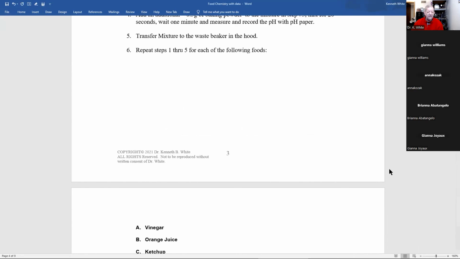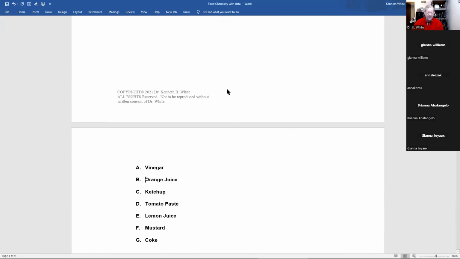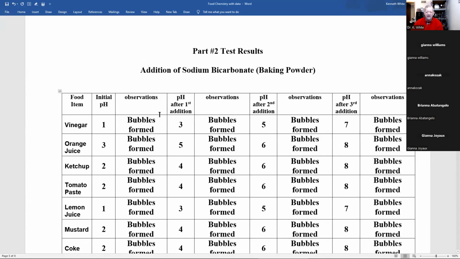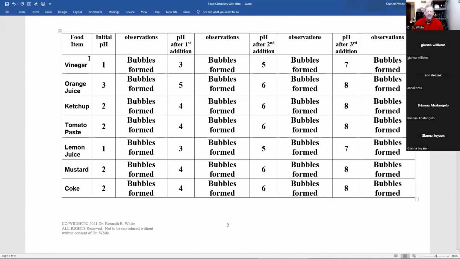Now, the hazardous chemicals you'll be testing are vinegar, orange juice, ketchup, dangerous one, tomato paste, lemon juice, mustard, and Coca-Cola. And here's the table.